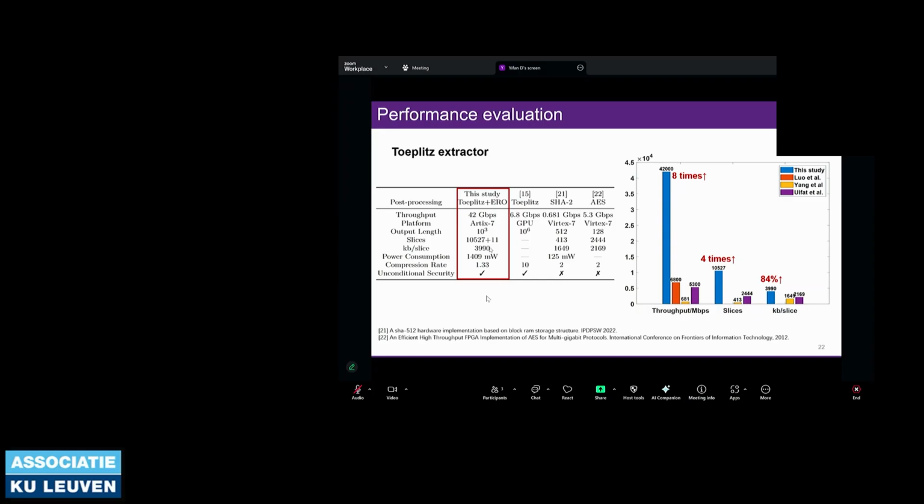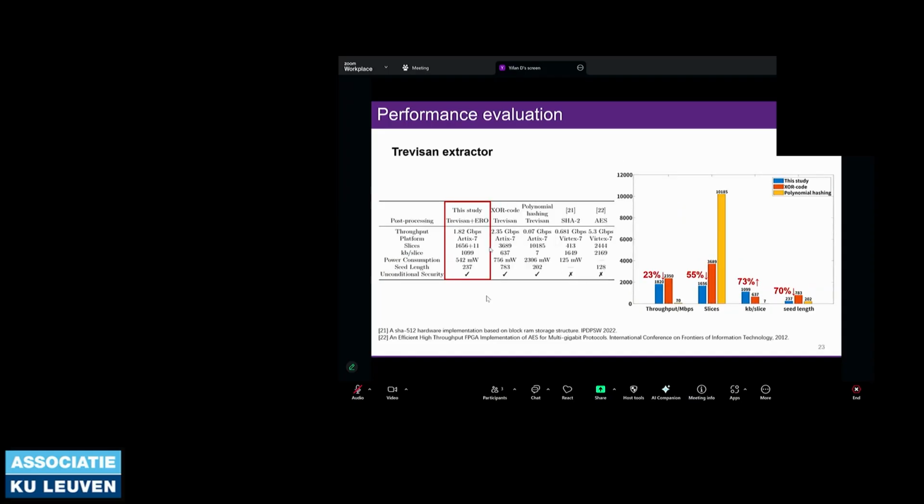Additionally, while our implementation consumes the most power due to the larger output length, this is not a major concern for high-performance applications such as data centers, where power consumption is often a secondary consideration. Trevisan extractor achieves a throughput of 1.82 gigabits per second within the scope of 3 Trevisan extractors.